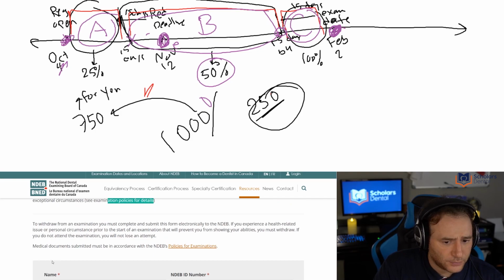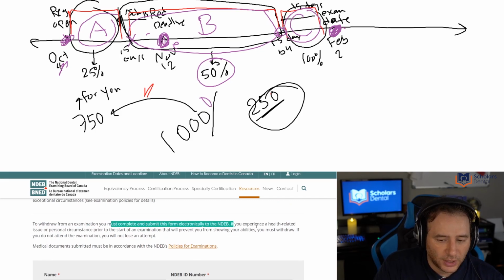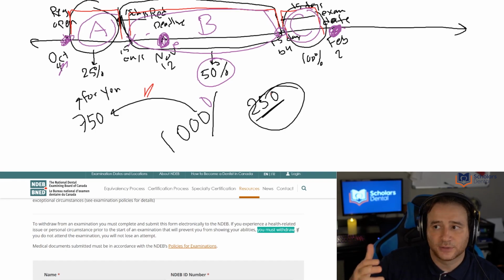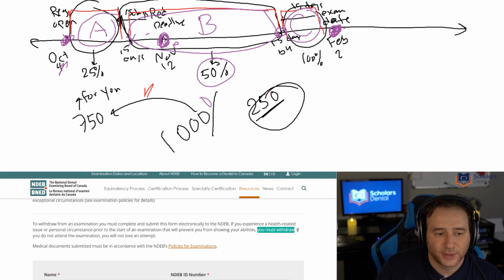Okay. To withdraw from an exam, you must complete and submit the form below. If you experience health-related issues or personal circumstances prior to the start that will prevent you from showing your abilities, you must withdraw. So you should withdraw. If you don't, you'll be charged the whole fee, no matter what. You have to tell them that, hey, I'm having a medical issue.